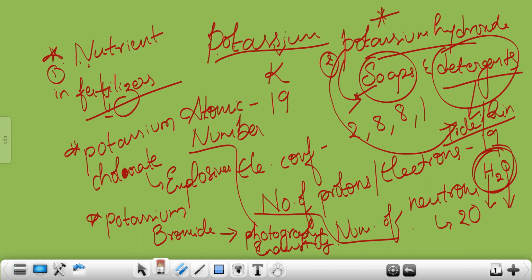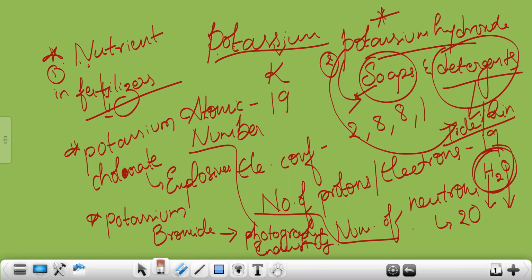Different color soaps will look in different colors, isn't it? Some are pink, some are white, some are orange, some are green, some are red. Soaps are of different colors and different smells also. Some smell with the fragrance of rose, some with jasmine, some with lily. These are additional things they add, but the main thing in manufacturing of soaps and detergents is potassium hydroxide.